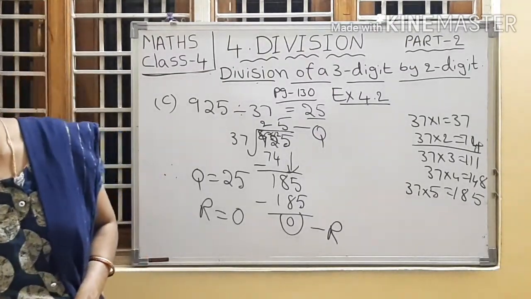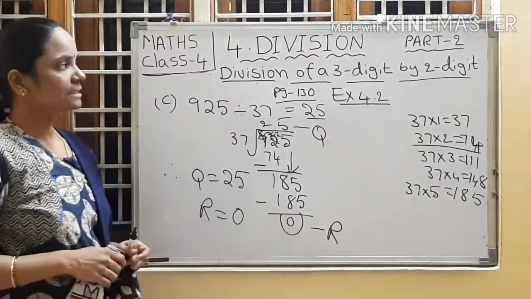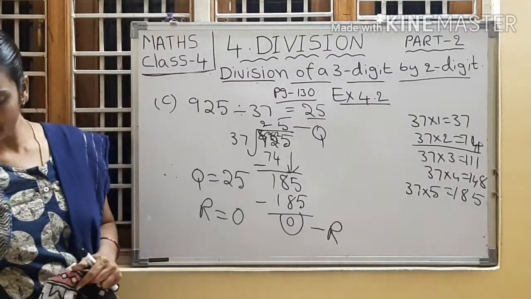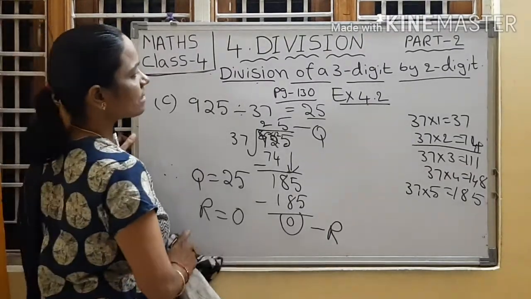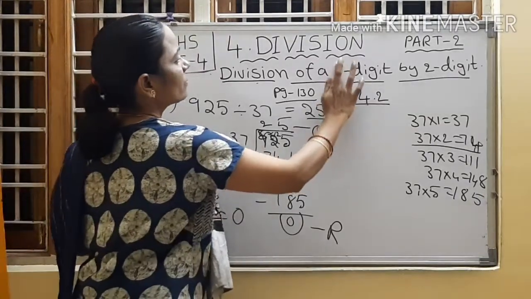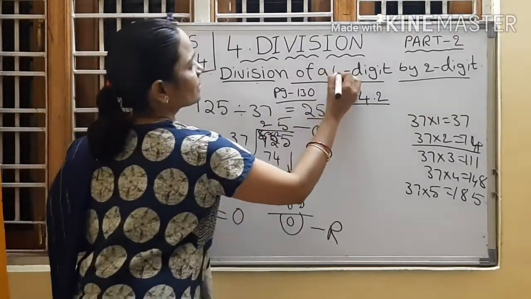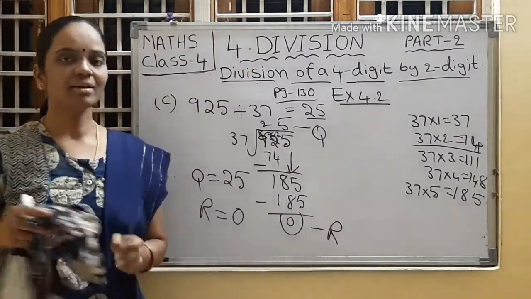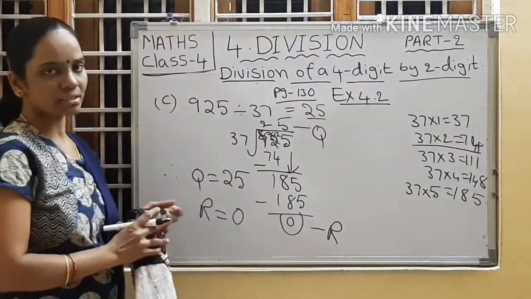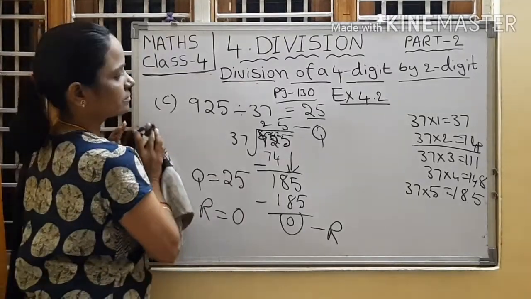Note it down. The next concept is division of a 4-digit number by 2-digit. Now I am going to take a 4-digit number by a 2-digit number. Similar process, children? Yes.